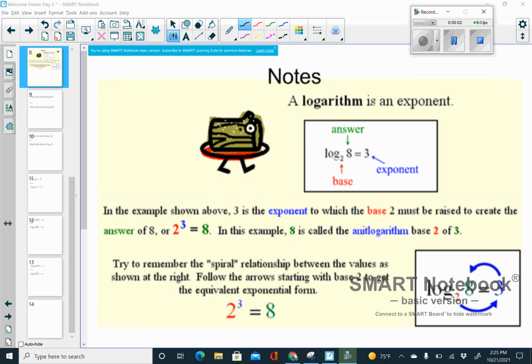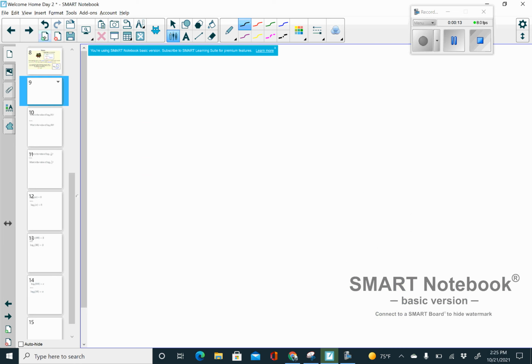So not everyone's going to get this lesson, but I'm just going to go through and teach this for those few of you that are going to learn what a log or a logarithm is. So I'm just going to kind of start from scratch.